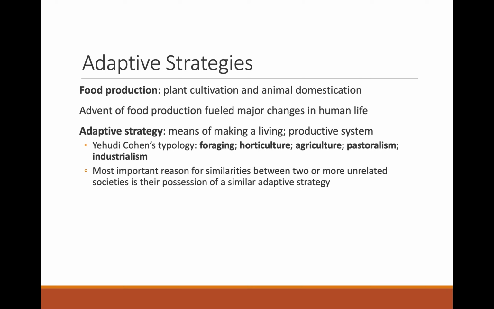The first, which is the way that we as humans have existed for millions of years, arguably since the time of Homo erectus, is through foraging. Foraging populations rely on natural resources, and foragers generally do not play an active role in the plant and animal reproduction of the species that they're utilizing.